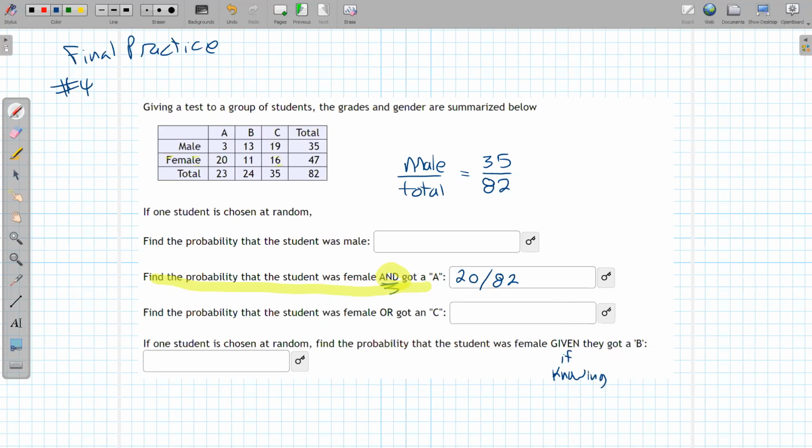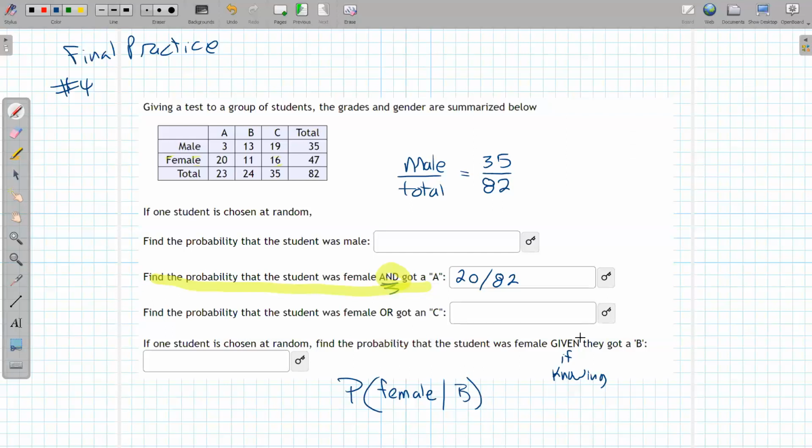We might as well do it since we talked about it. So here, I want to find the probability that a student was female given they got a B. Sometimes it's worded as if they got a B or knowing they got a B. Probability notation like that would be female is the probability I want. And the given knowledge here is basically just changes my denominator for me.